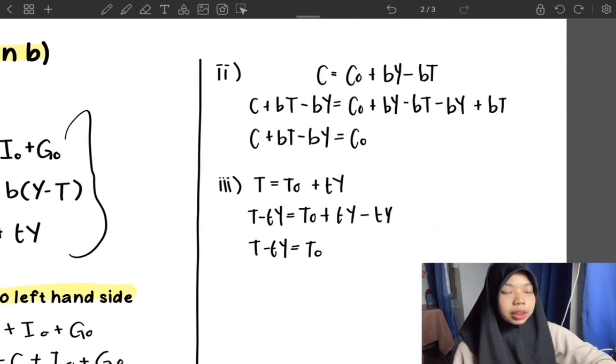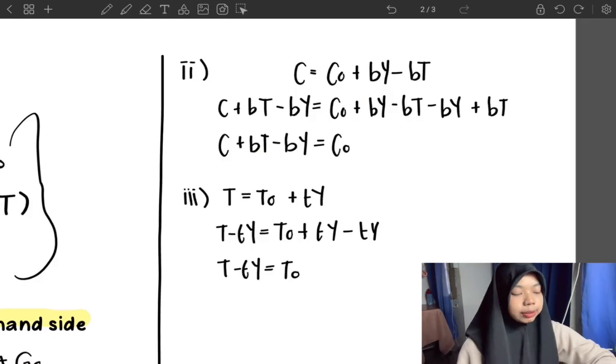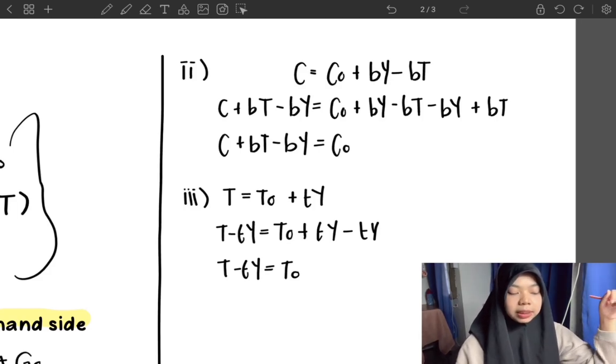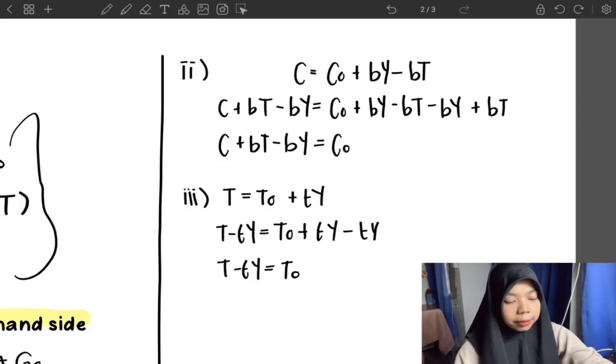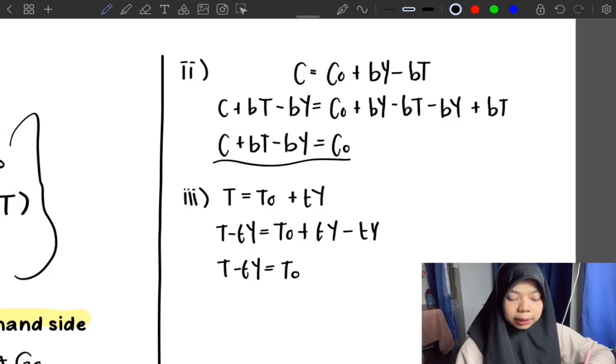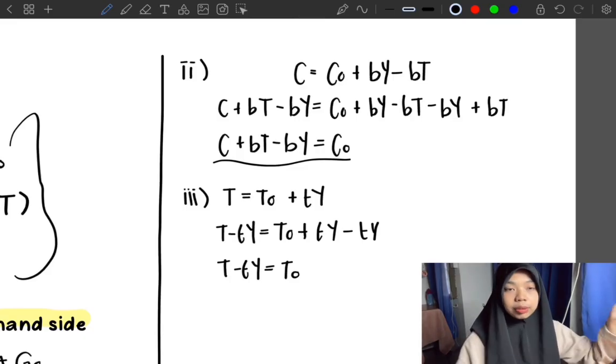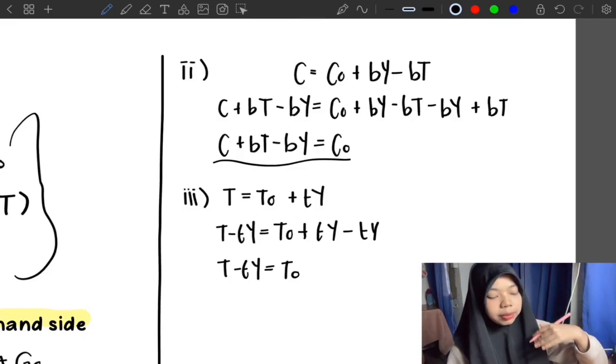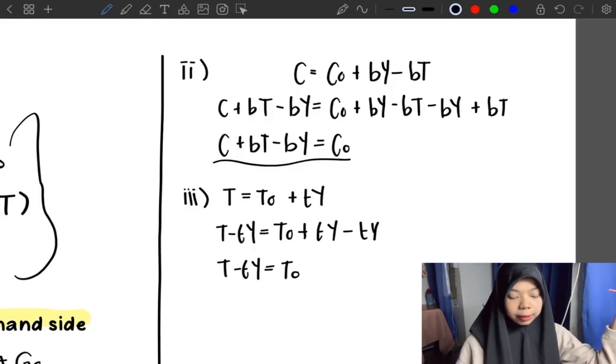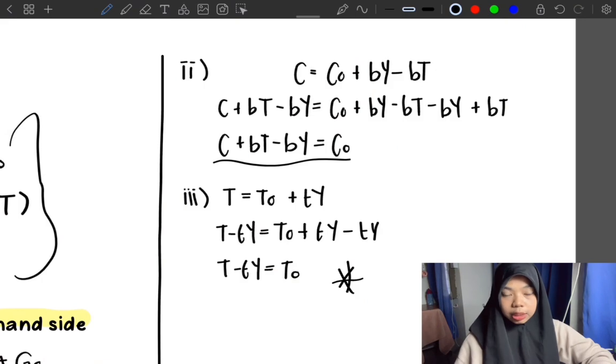For the second equation, we have c equal to c naught plus by minus bt. We need to eliminate by minus bt, so we need to minus by plus bt on both sides. So for the final answer, we have c plus bt minus by equal to c naught. For the last equation, we have t equal to t naught plus ty. So we need to eliminate ty on the right side, so we need to minus ty on both sides. So we have t minus ty equal to t naught.